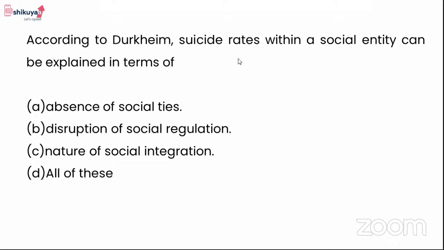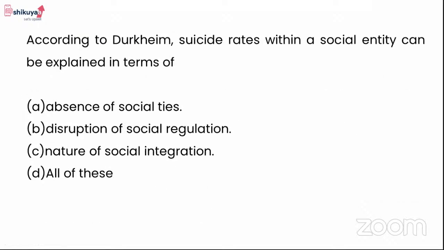According to Durkheim, suicide rates within a social entity can be explained in terms of absence of social ties, disruption of social regulation, nature of social integration, or all of these. What do you say? Suicide rates within a social entity can be explained in terms of what? Absence of social ties, disruption of social regulation, nature of social integration. Okay, very nice, Nagma. Great. Great, going good.